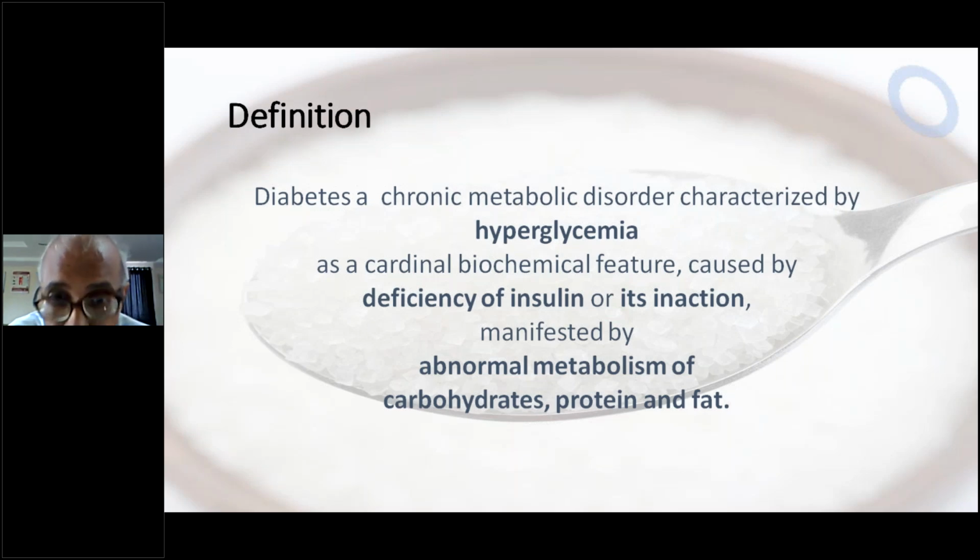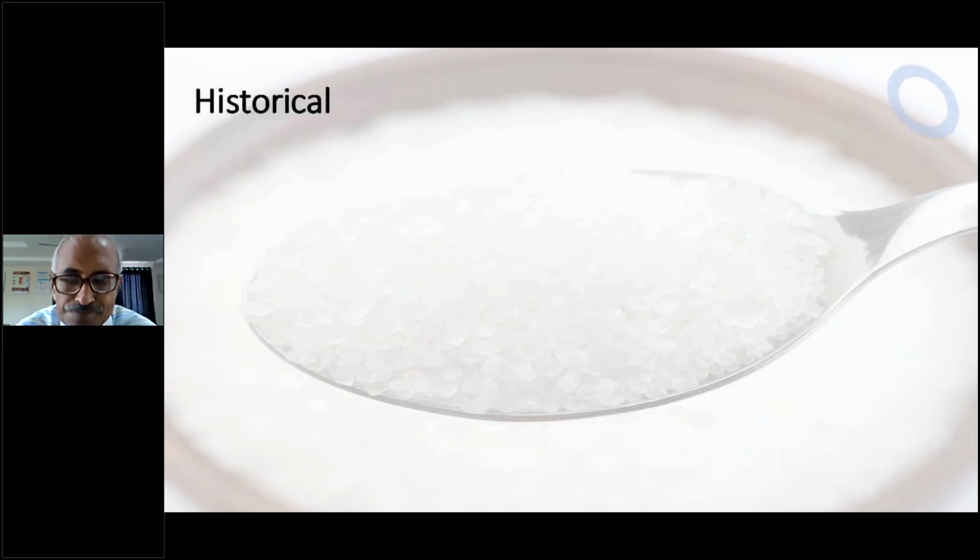And how does it manifest? Because it affects the metabolism of all three basic components of nutrition: carbohydrates, protein, and fat. So that defines exactly what diabetes mellitus is. In the examination, if you are asked, you must remember: basically it is hyperglycemia, the deficiency or inaction of insulin, and the clinical manifestations because of the effect on metabolism of the three components of nutrition.